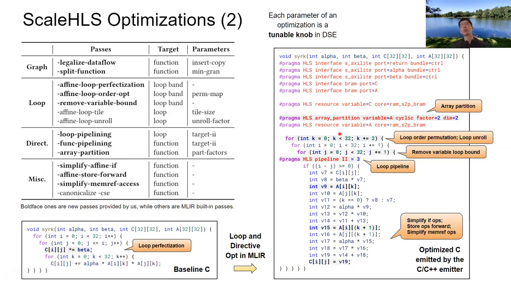And the next step will be design space exploration. So here, you can consider each parameter of an optimization pass as a tunable knob in the design space exploration, or a dimension of the design space, which is tunable. So in this way, we can open a multi-dimensional design space to explore. Then how do we explore it? We provide a transform and analysis library to automate all of these optimizations and make them callable to enable the DSE.